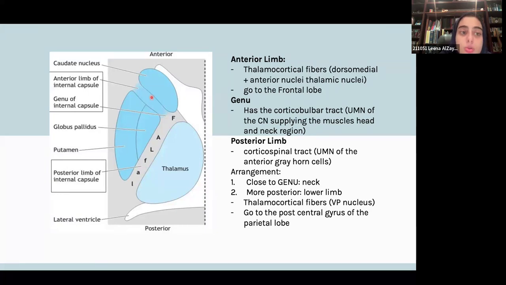So again, let's repeat. The anterior limb is responsible for thalamocortical fibers. The genu is for the corticobulbar tract. The posterior limb has the corticospinal tract and thalamocortical fibers. How are they organized? Near the genu is the upper limb, and more posteriorly in the posterior limb is the lower limb.